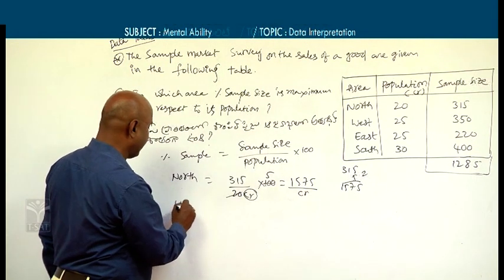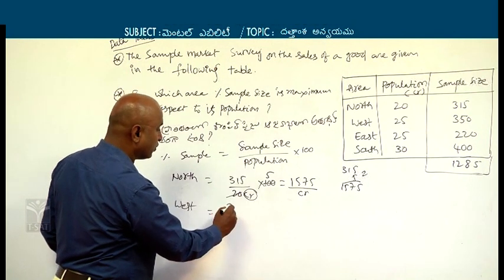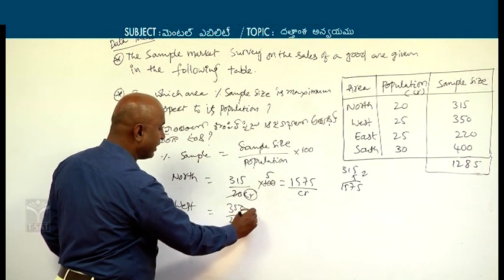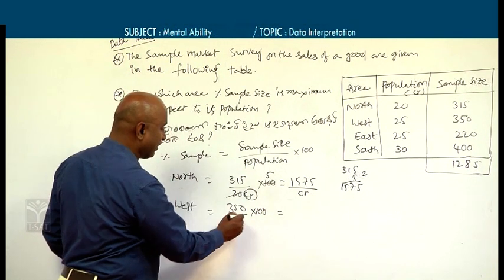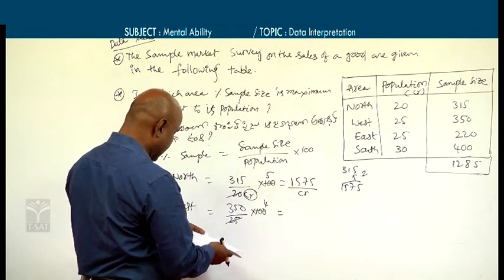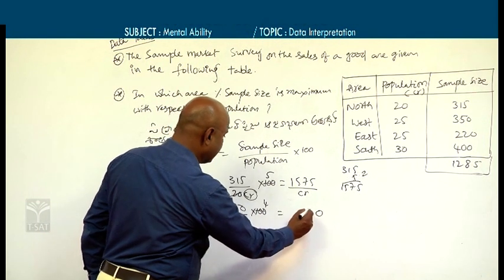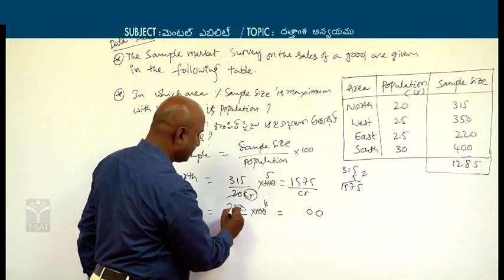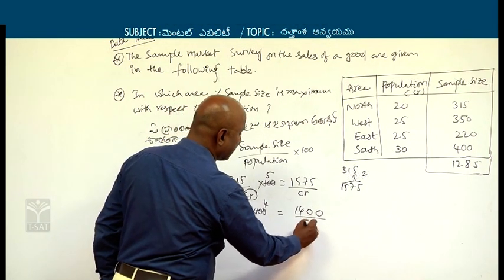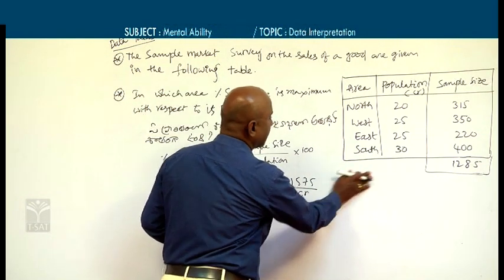And if we consider West, the sample size of West is equal to 350 by population of West, which is 25, into 100. That is equal to 25 ones to 25 fours. So 350 into 4: 4 5s are 20, 4 3s are 12 and 2 is 14. 1400 by crore.